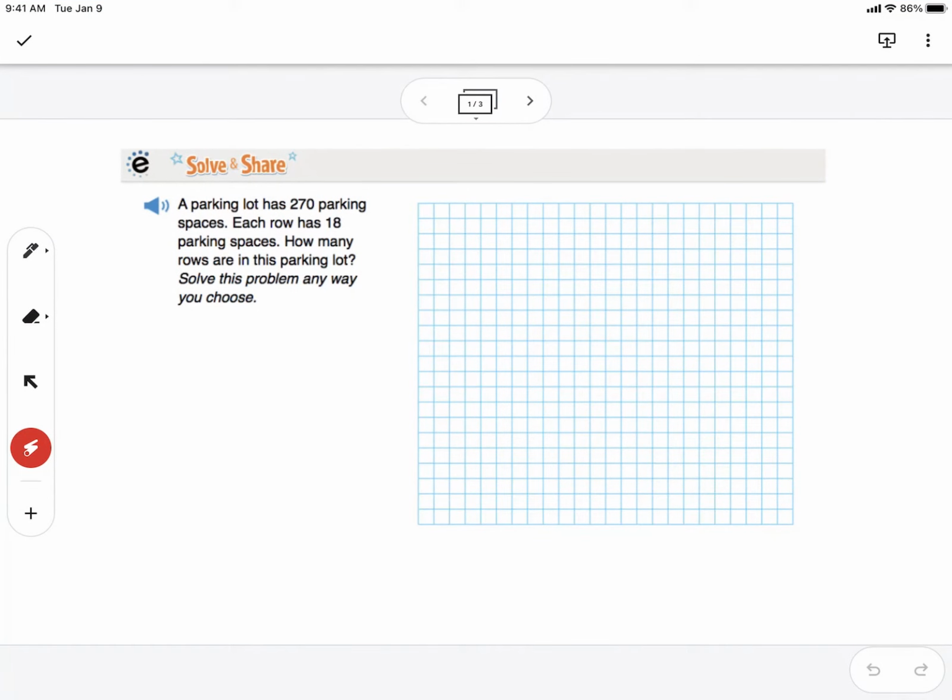Okay, back to the story again. A parking lot has 270 parking spaces. Each row has 18 parking spaces. How many rows are in this parking lot? Okay, all right. Just like the story problem from the other day, think about the whole, right? Which of these numbers is the whole? Okay, which is the thing that's getting broken up, right?